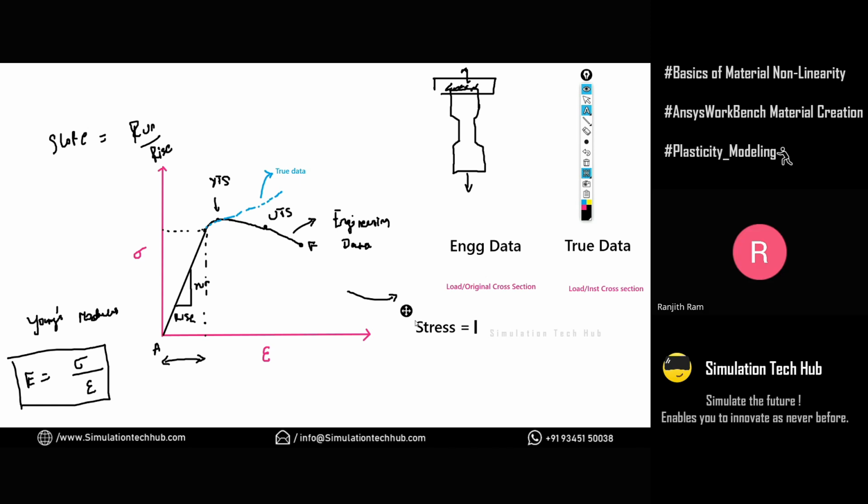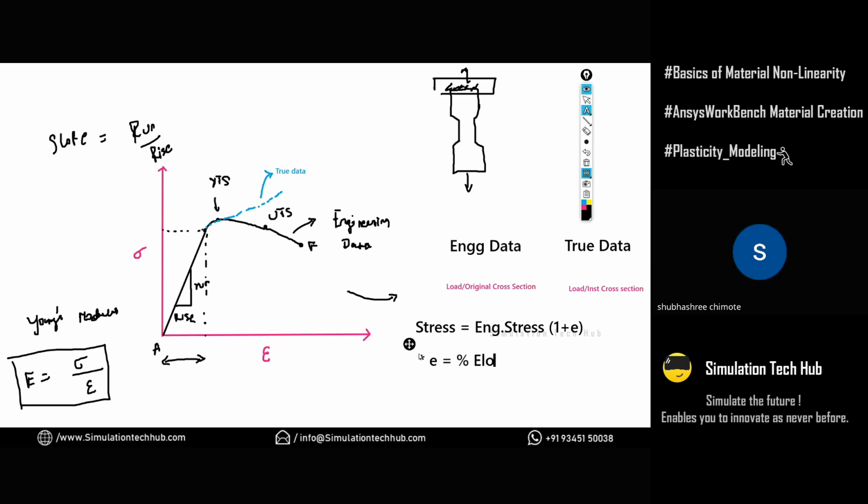If you want to convert the YTS or UTS, whatever the stress value, that is an engineering stress. In short form, I'll mention it as engineering stress, which should be multiplied with 1 plus E. So what is this E? E is equal to the percentage of elongation.